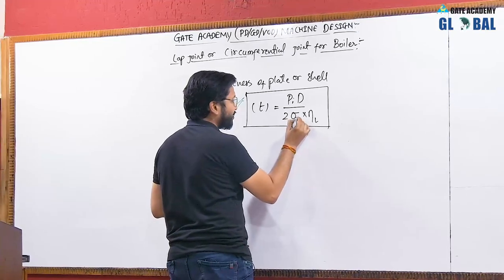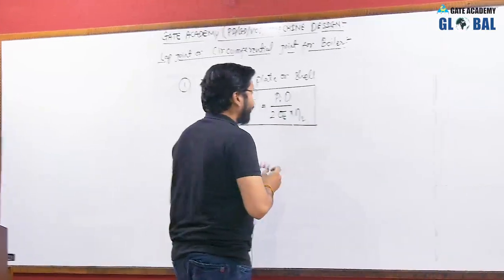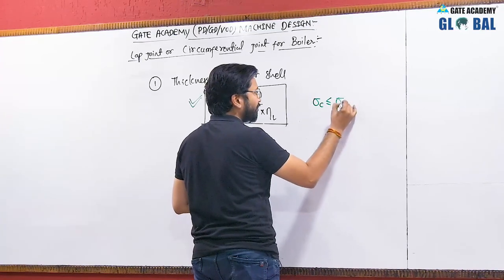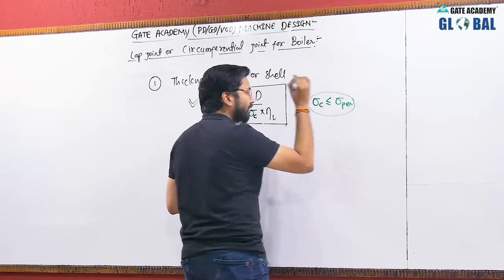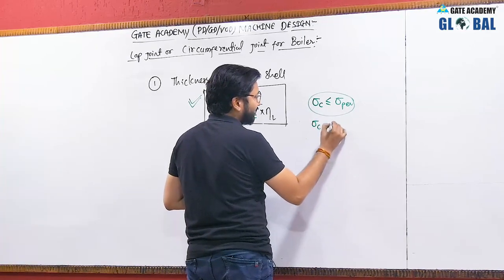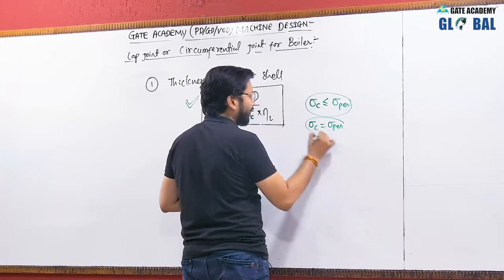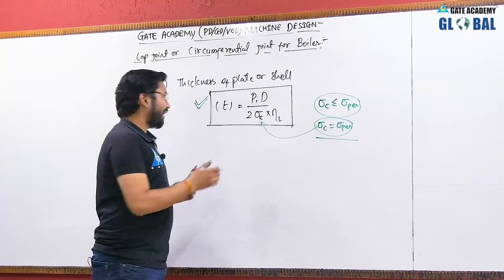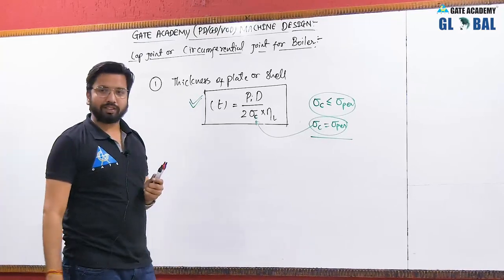For designing, the circumferential stress should be less than or equal to the permissible stress. So we will be considering the limiting case, that is sigma c is equal to sigma permissible, and we will be putting the value of sigma c in this equation, and we will be getting the value of the thickness of the plate.